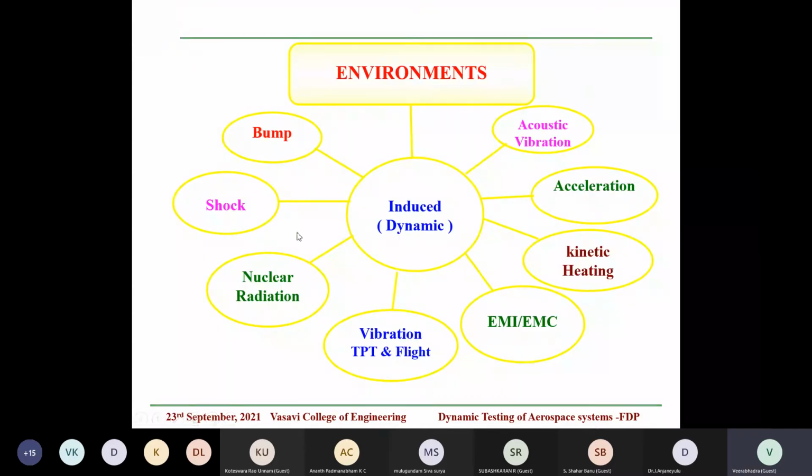I have listed here a few environments which are called induced environments. Apart from vibration, shock, and bump, we also have something called acoustic vibration, that is due to the airflow. I'm not dwelling more on it because with acoustic vibration, generally failures are very low, and I'll be dwelling mostly on vibration, shock, and bump, which are more profoundly found in our system failures.